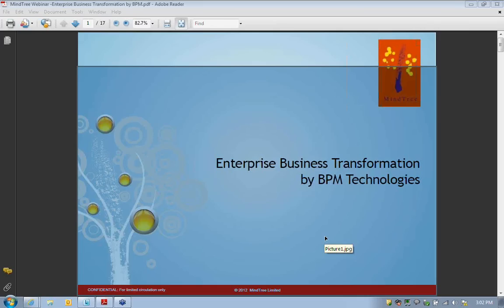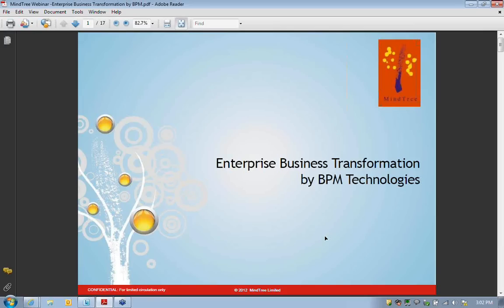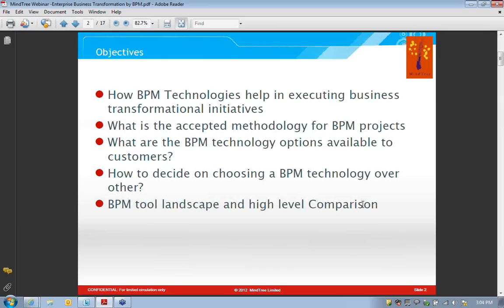So I am moving into slide number 2. Here we cover the broad objectives which we are trying to achieve during the course of this particular session. We will cover how BPM Technologies will help to execute business transformation initiative, during the course of which I will define what actually a business transformation initiative is all about. For BPM projects, what are the BPM technology options available to customers, and how to decide on choosing a BPM technology over a set of available options.